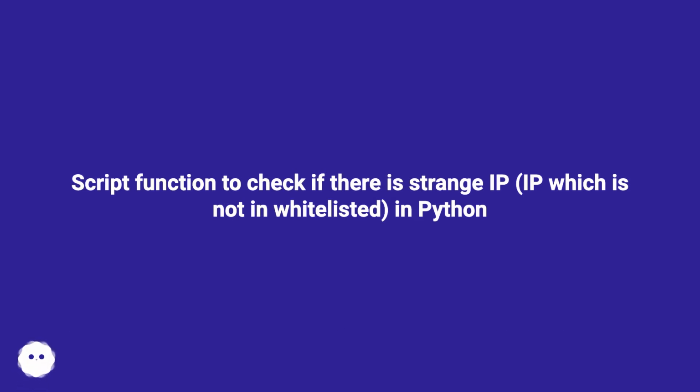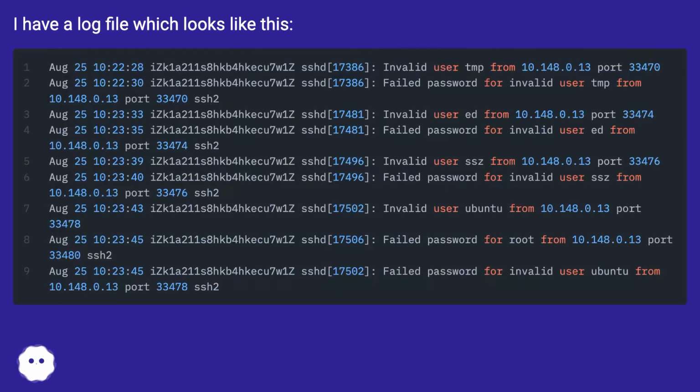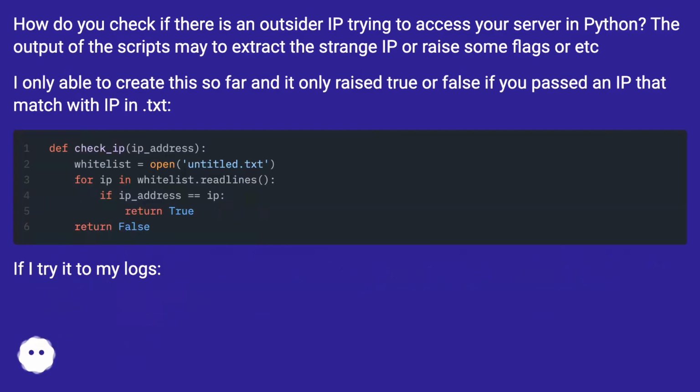Script function to check if there is strange IP which is not in whitelist, in Python. I have a log file which looks like this. How do you check if there is an outsider IP trying to access your server in Python? The output of the scripts made to extract the strange IP or raise some flags, etc.